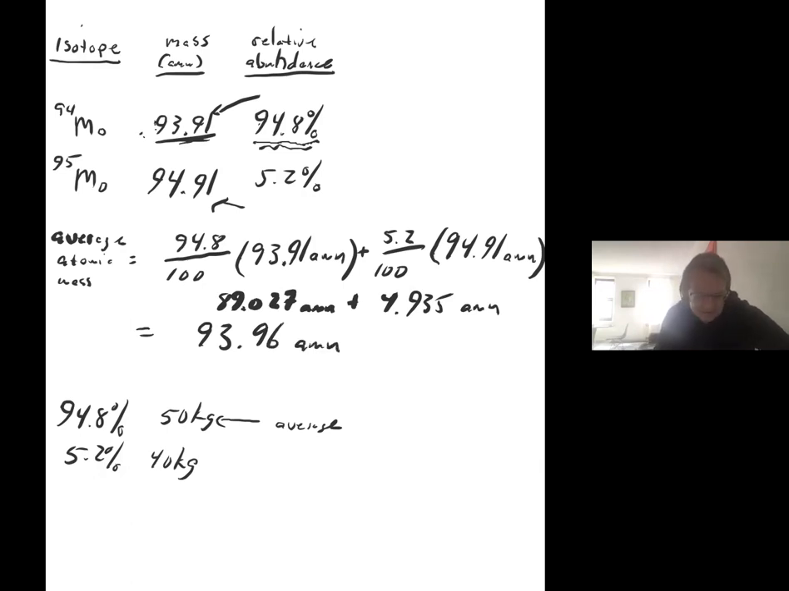Okay, because they each go 2 digits past the decimal point. So I'll put them there. And there you go. So it is 93.96. It is pretty close to this one. It's just a little bit above this one because 5% weighs more.